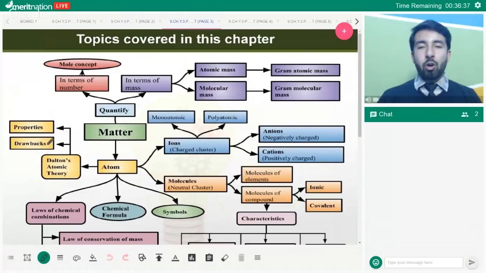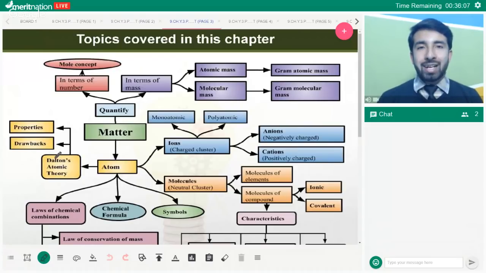Moving on to the drawbacks of Dalton's atomic theory, we all know that the atom is further divided into subatomic particles like electrons, protons, and neutrons. So the postulate that the atom is indivisible is incorrect. Also, it is said that atoms of the same element have identical properties, but we all know that there are isotopes, isn't it? Identical means similar. Riddhi, identical means similar.